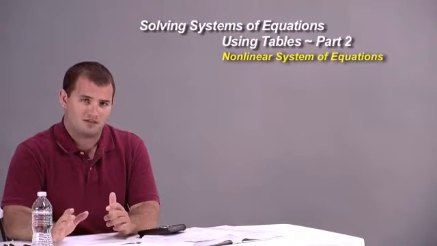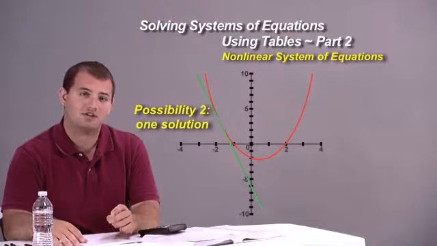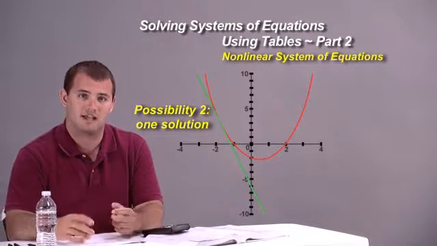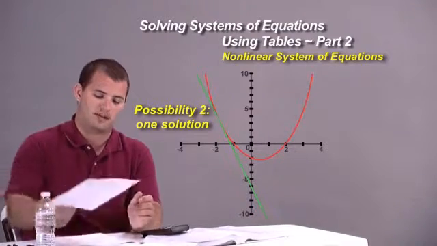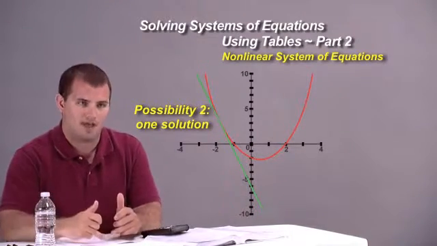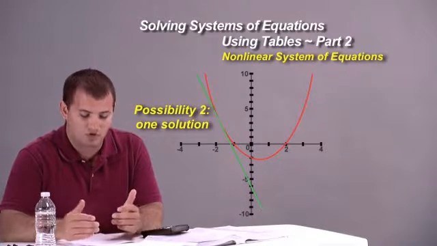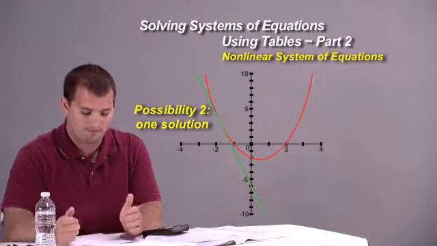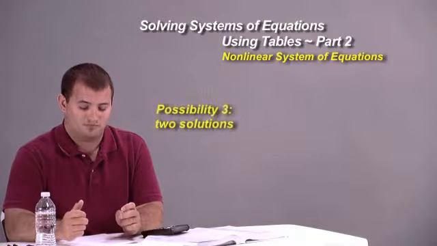The second possibility is there's one solution, and this occurs when the line is tangent to the quadratic. When I say tangent, it touches it at only one point. Here's an example of that for you. It's hard to tell, but it looks like they touch each other when x equals -2. It's tangent, okay?